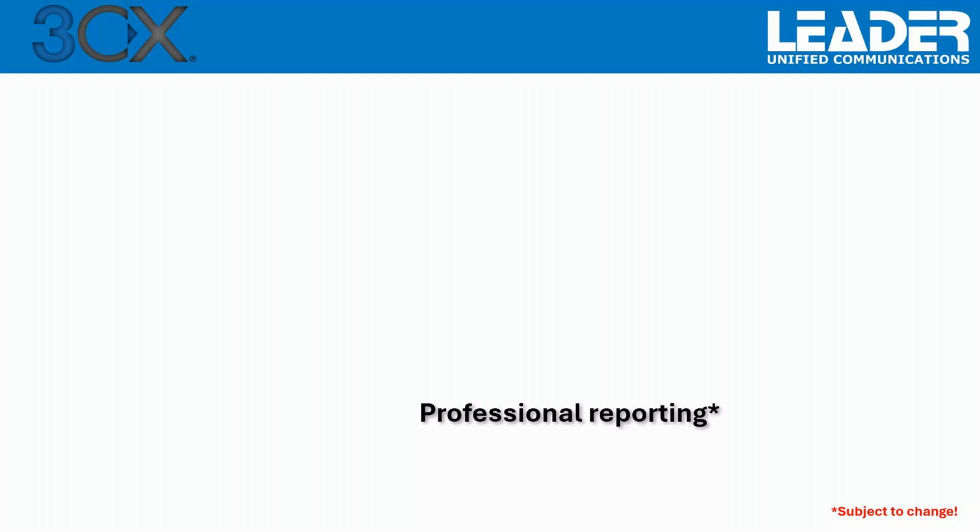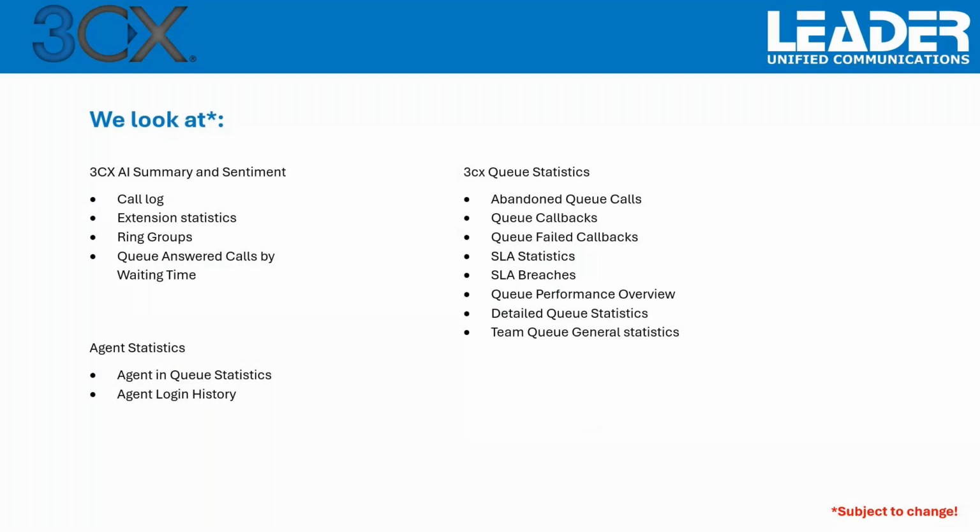Okay. So we look at the 3CX AI summary and sentiment, what we have in the call log, extension statistics, ring groups, queue answered calls by waiting time. We look at the agent statistics, the 3CX queue statistics like abandoned queue calls, queue callbacks, queue failed callbacks, SLA statistics, SLA breaches, that kind of stuff. Again, it's all subject to change.